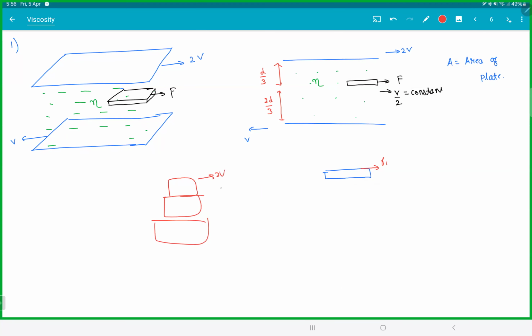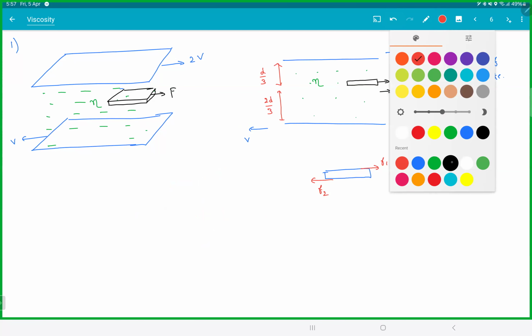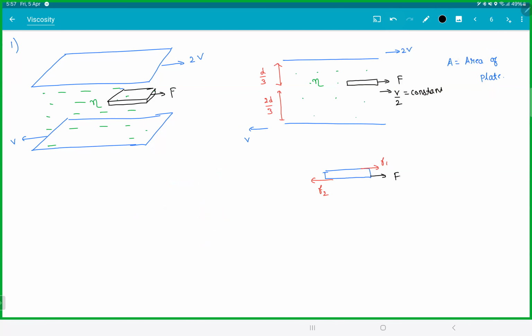This question is exactly like three blocks. The upper block is going with 2V. This guy is going with V by 2 and this guy is going with V. How do you put the frictions? Remember how to put the frictions on a three block problem, right? So same way. What about the friction on the bottom? This guy is going V by 2. This guy is going V. So what will happen? This friction will be this way, F2. I hope that is clear. Both the frictions won't be in the same direction.